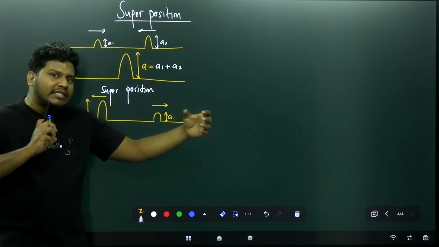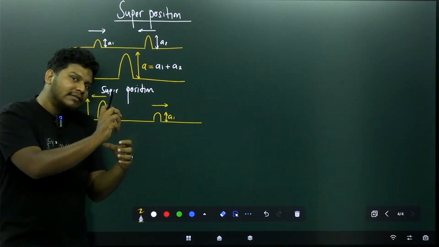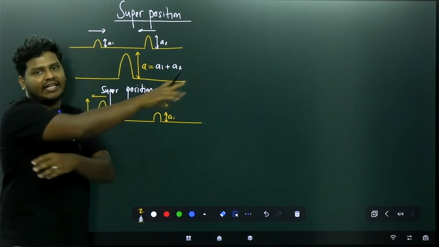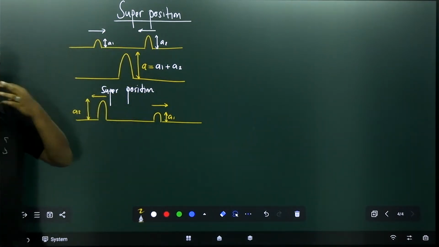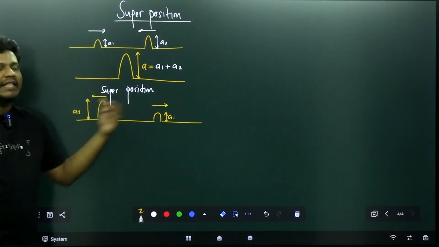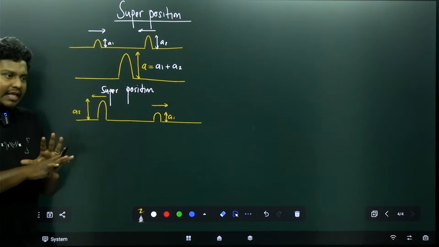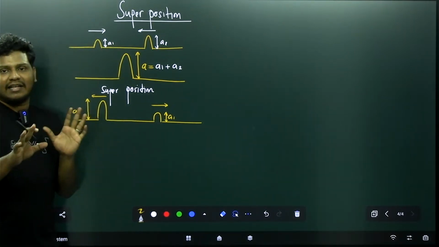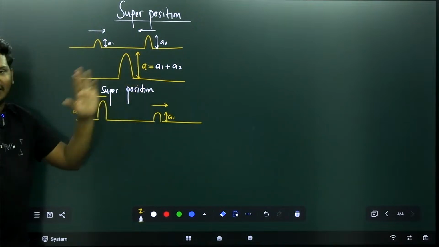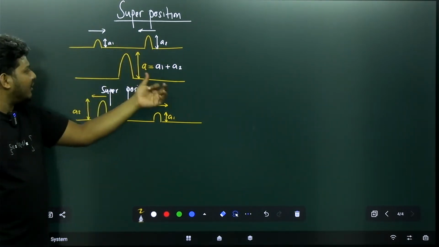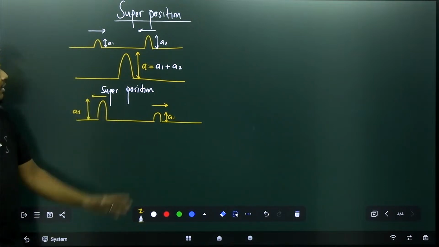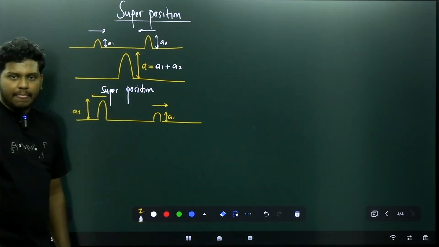So this is how superposition works. Two pulses are coming, they engage with each other, the superposition happens, and after that they move on in their own paths, continuing their journey. Nothing else will happen here; they remain the same. It comes here, superposition, and after that it moves in its own direction.